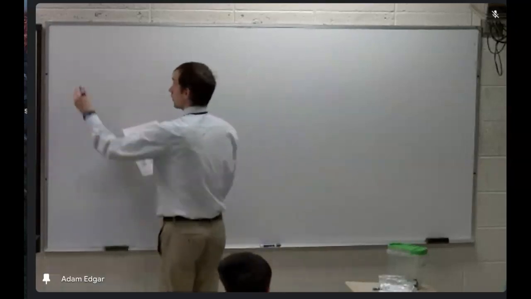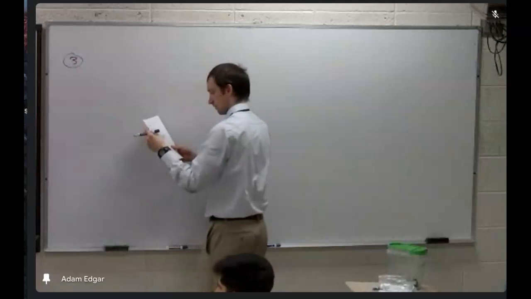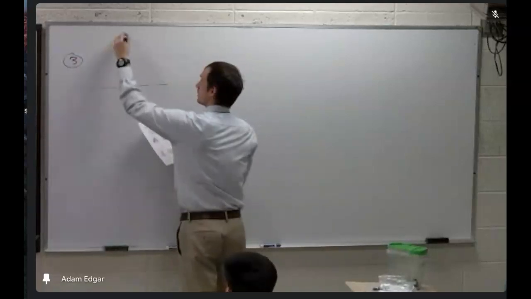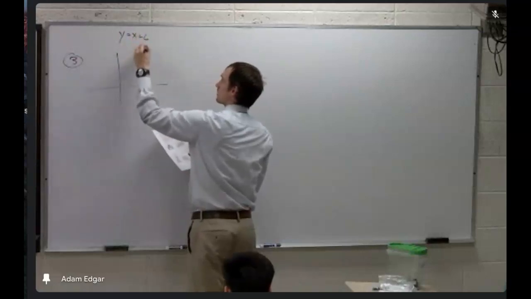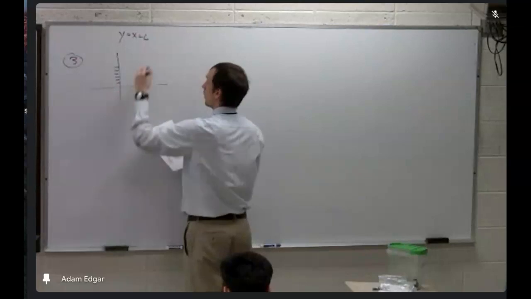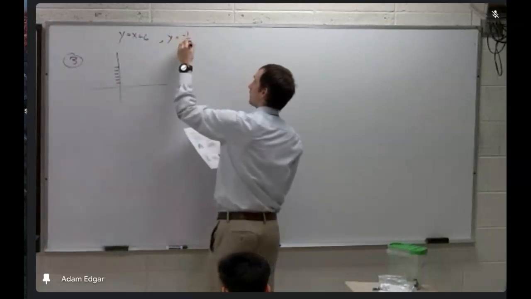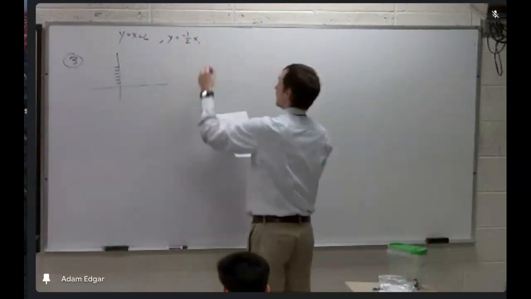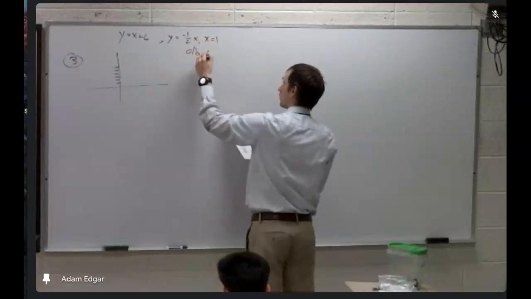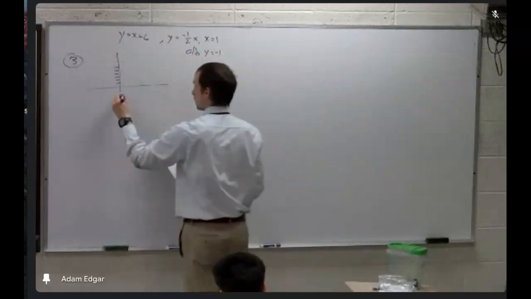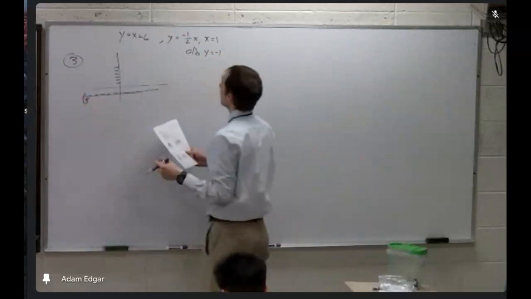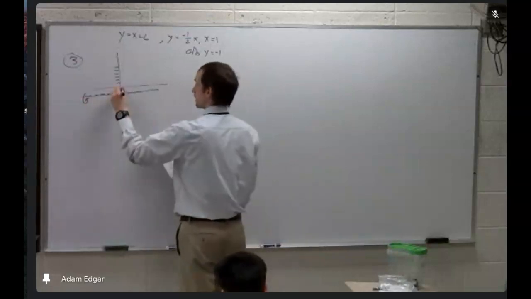So number 3, we did something similar to that. So we got y equals x plus 6. So 1, 2, 3, 4, 5, 6. And y equals negative a half x. And x equals 1. And then about y equals negative 1. So y equals negative 1 is down here. And then y equals negative 1 half x.